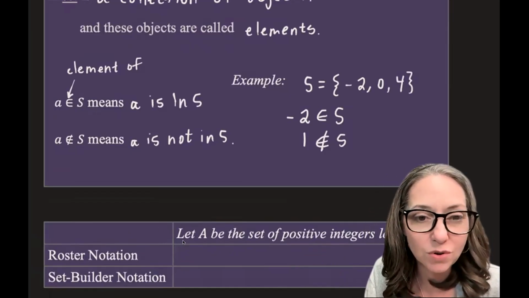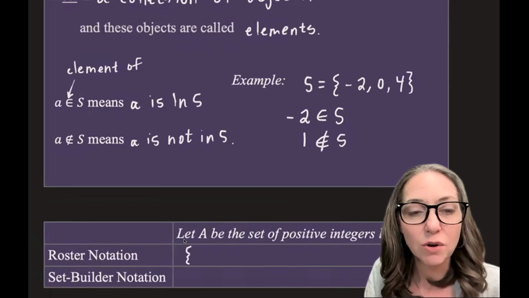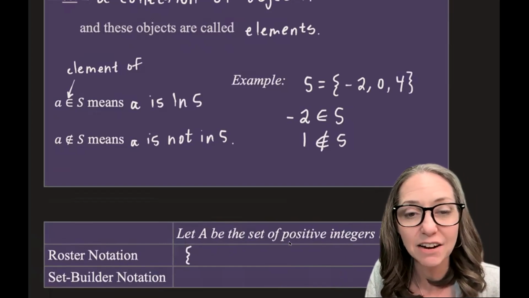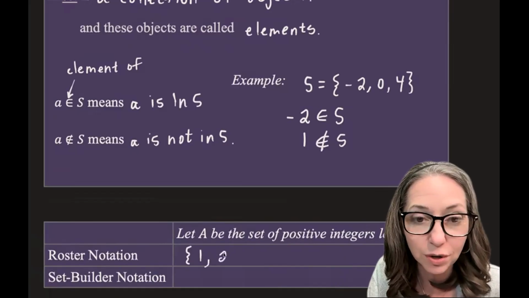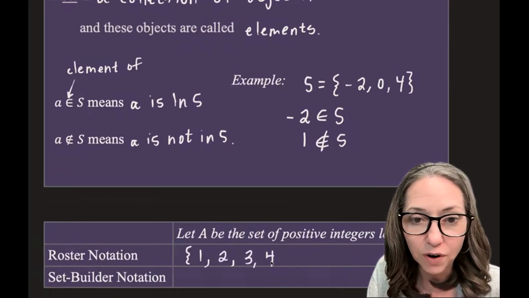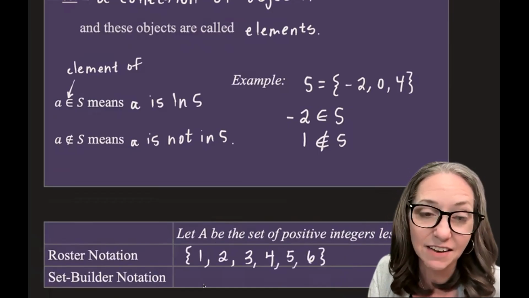So in roster notation, that means you just start with a brace and you just list out your elements. So for example, if A is the set of positive integers less than 7, well, positive integers start at 1, so that's 1, 2, 3, 4, 5, and 6. I'm not going to include 7 because it does say less than 7.